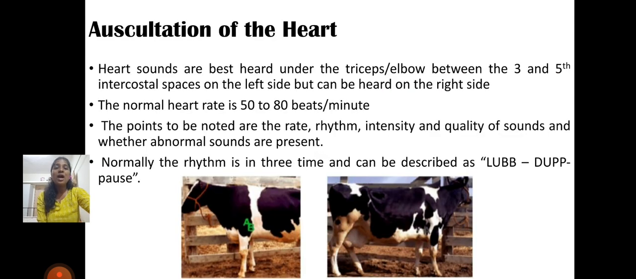Auscultation of heart. Heart sounds are best heard under the triceps or elbow between the 3rd and 5th intercostal spaces on the left side, but can be heard on the right side also. The normal rate is 15 to 80 beats per minute. The points to be noted here are rate, rhythm, intensity, and quality of sounds, and whether abnormal sounds are present. Normal rhythm is heard in 3 time and can be described as lub, dub, and pause.